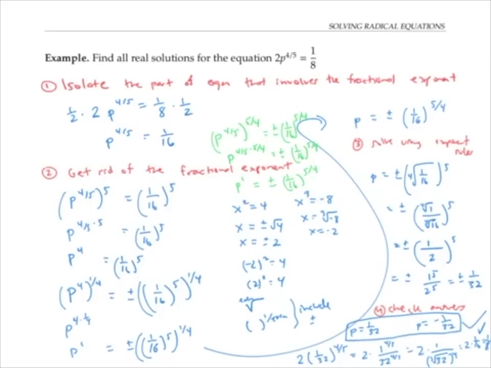Once again, the plus or minus comes from the fact that when we take the 5/4 power, we're really taking an even root, a fourth root, and so we need to consider both positive and negative answers.